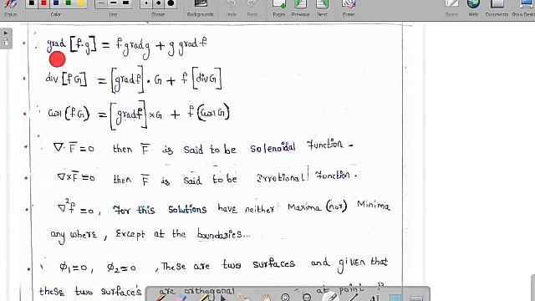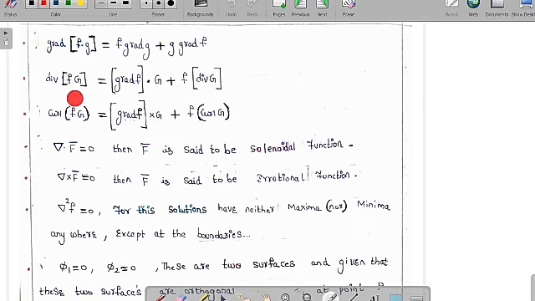Now we are going to learn about the gradient of f into g. If you take the gradient of the product of these two scalar functions f and g, it is f into gradient of g plus g into gradient of f. It is the same as the derivative of uv, which is u times derivative of v plus v times derivative of u. So the gradient of f into g is equal to f into gradient of g plus g into gradient of f. It's a basic formula.